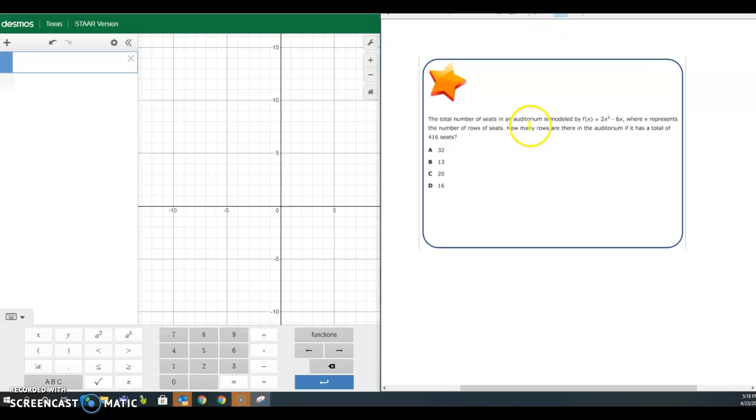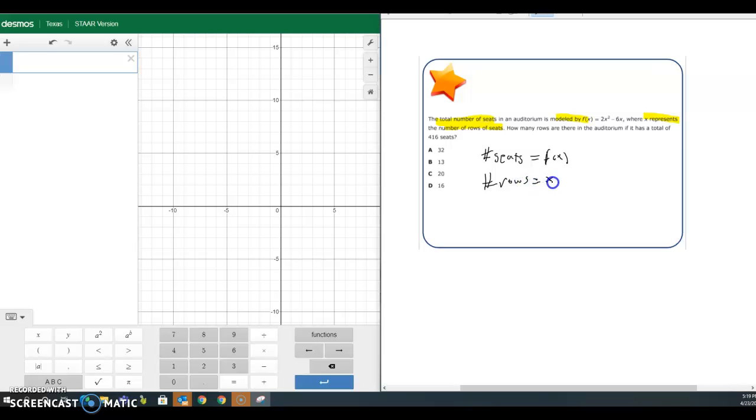The total number of seats in an auditorium is modeled by f of x, where x represents number of rows of seats. So guys, we already have our variables right off the bat from the first sentence. It said number of seats. I'm just going to say number seats. Number of seats in an auditorium is modeled by f of x. That means number of seats equals f of x. And x, if we kept reading, it said x represents number of rows of seats. So number of rows is x.